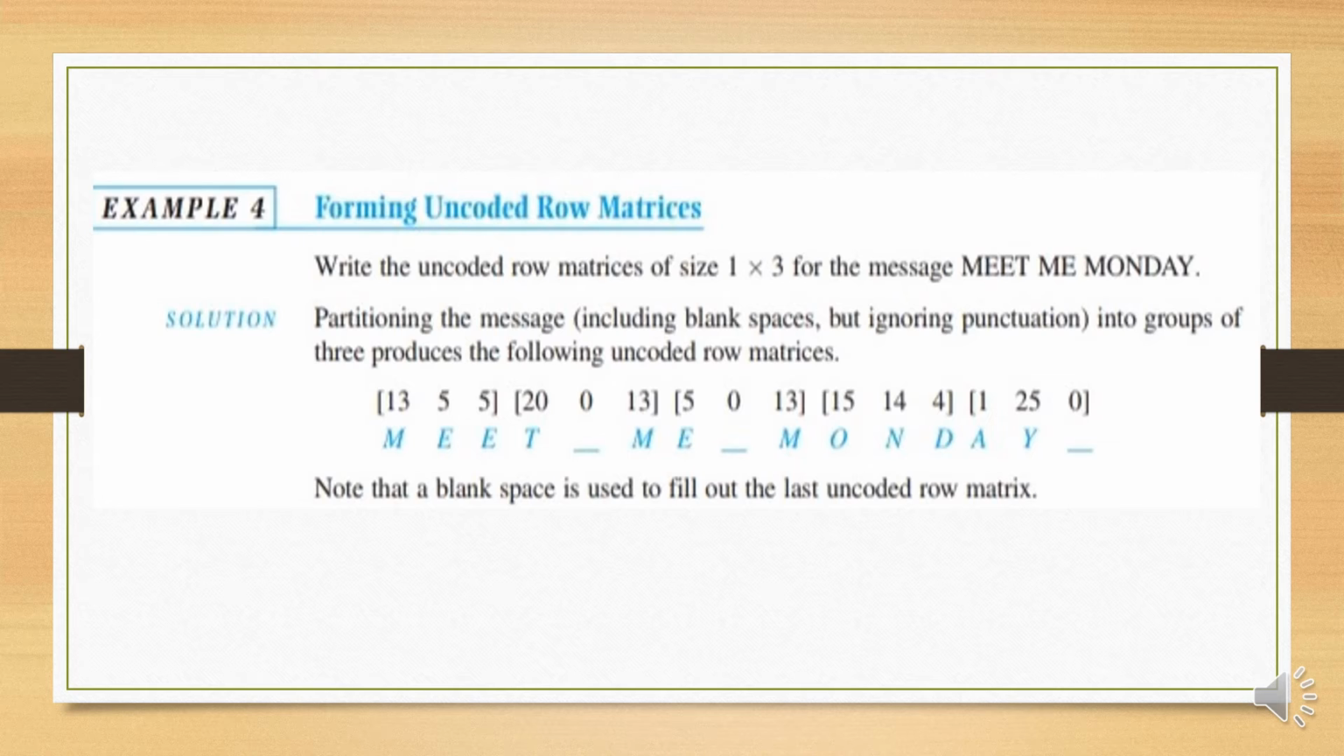So Meet Me Monday is 13 for M, 5 for E, 5 for E, 20 for T, 0 for the space, 13 for M, 5 for E, 0 for space, 13 for M, 15 for O, 14 for N, 4 for D, 1 for A, 25 for Y, 0 for the blank space. Note that the blank space is used to fill out the last uncoded row matrix.